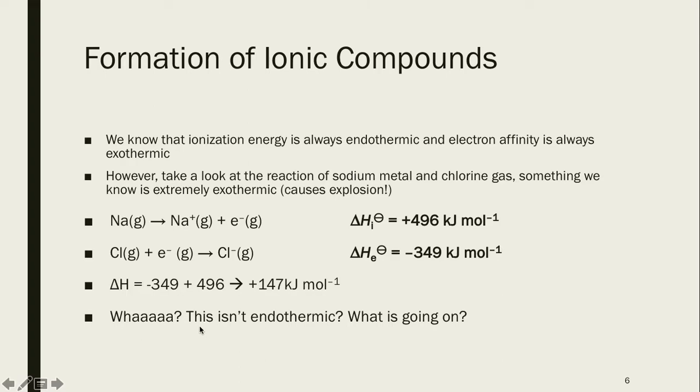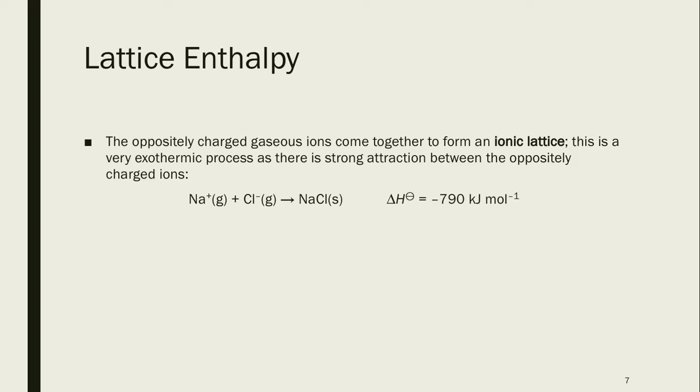So there's something going on. This isn't an endothermic reaction. Okay, the reaction, like we said above, is exothermic, so something else must be going on. So let's take a look at that. The oppositely charged gaseous ions come together to form an ionic lattice. Okay, remember that is the repeating unit of an ionic compound. Okay, it has a highly uniform structure.